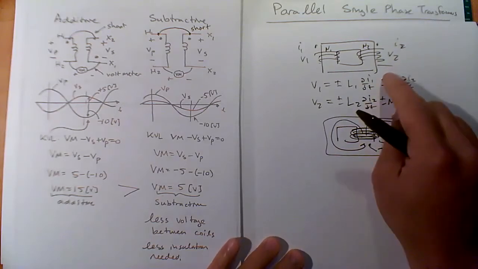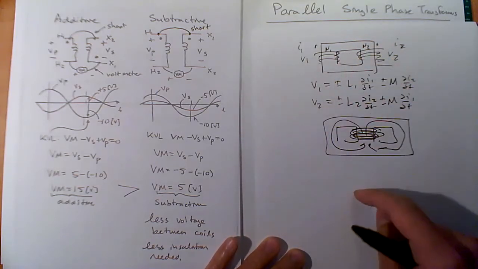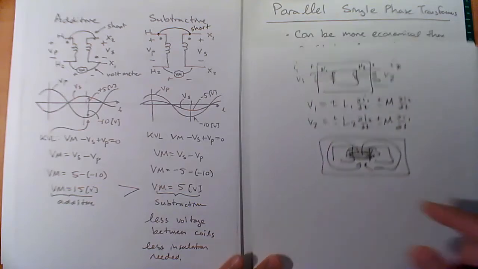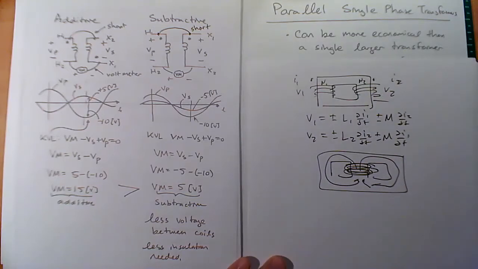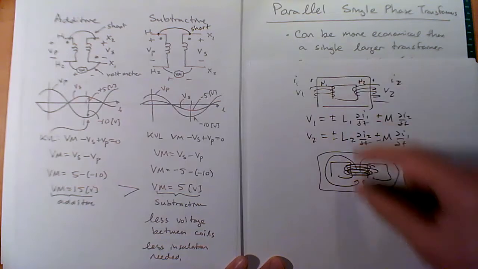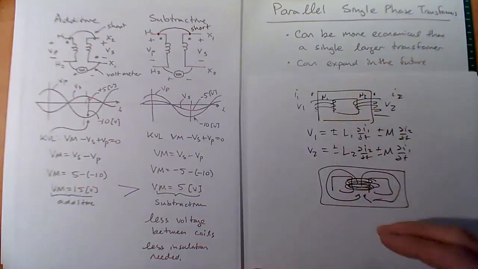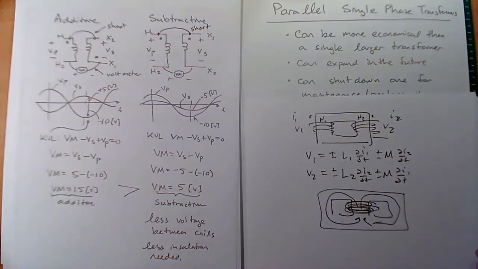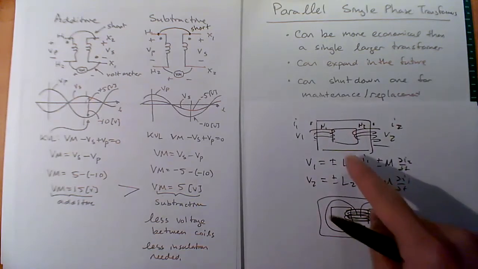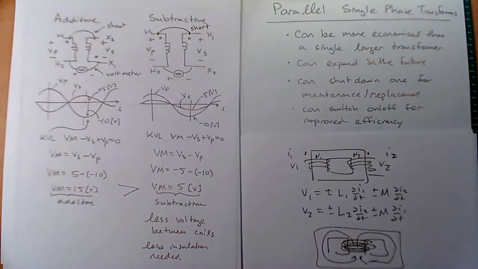Well, there's some good reasons, right? Because now each transformer doesn't have to take all the current, so you're sharing load, okay? Maybe it's cheaper to buy two half-powered transformers than one larger one, right? Could you expand in the future? Yeah, you could just add a third one and a fourth one and a fifth one, right? If one goes down, you can either maintain or replace it easily and still have power going to your system.